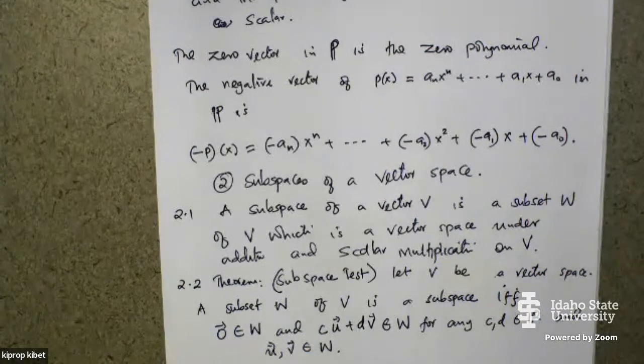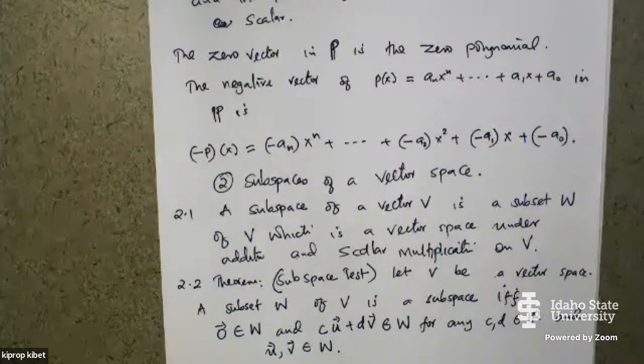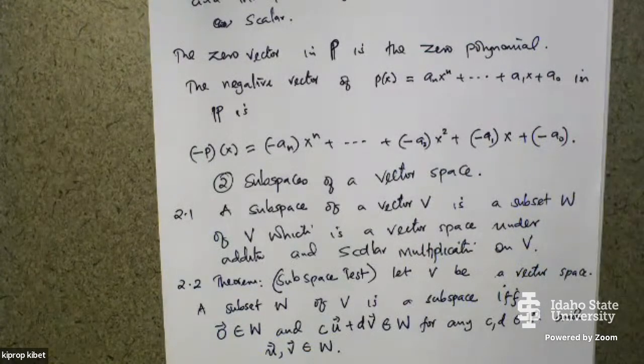So for this to be a subspace, it should satisfy the 2 conditions. First of all, the 0 vector should be in W, and the addition and scalar multiplication should also be in W. Those are the two ways of testing whether it is a subspace.